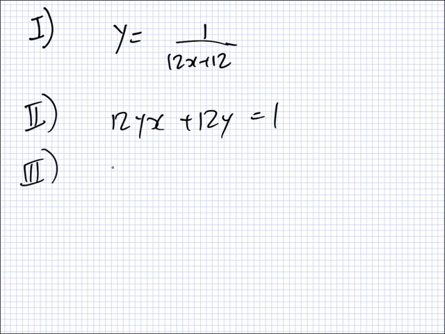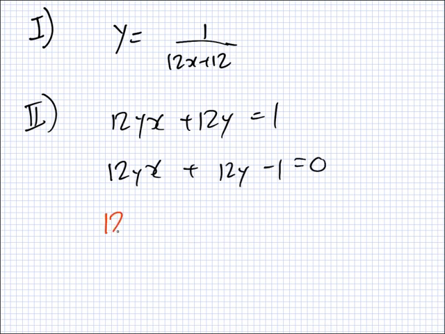Step 3, you make it equal to 0. Oh, sorry, that's still step 2. You make it equal to 0. So that's 12yx plus 12y minus 1 equals 0.